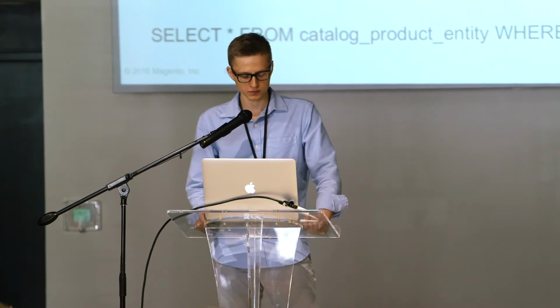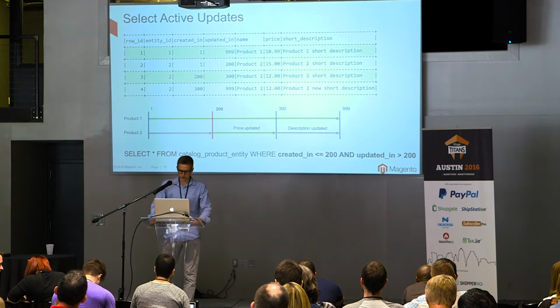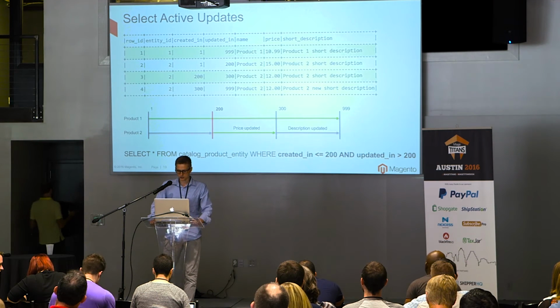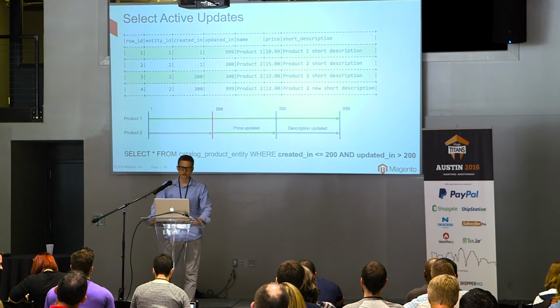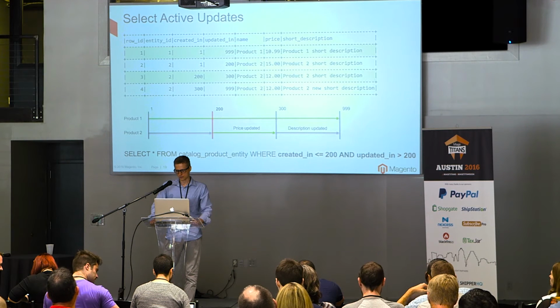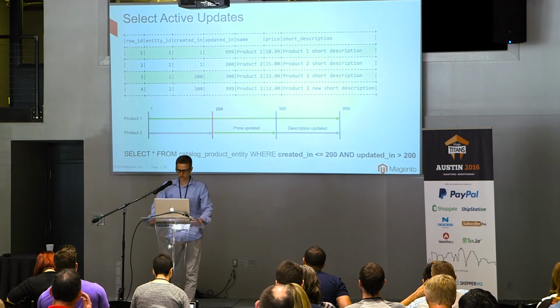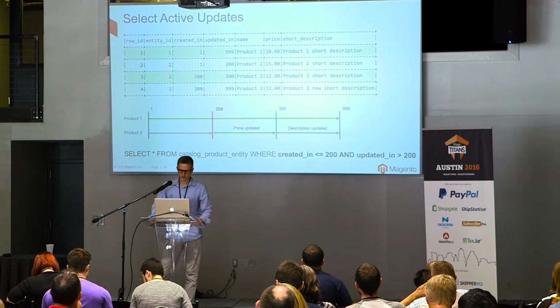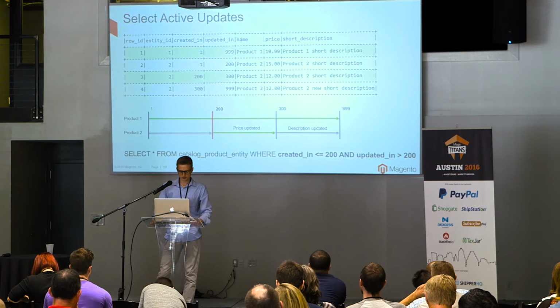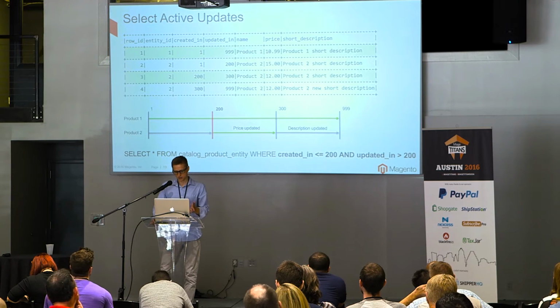Now that we have the current version, let's take a look at how we select active updates. In our table, we have two products, product 1 and product 2. Product 2 has 3 versions. You can see that in version 2 we have a different price, and in version 3 we have a different description. If you look at the diagram below, you will see that product 1 is active from version 1 to version 999. It's active all the time.